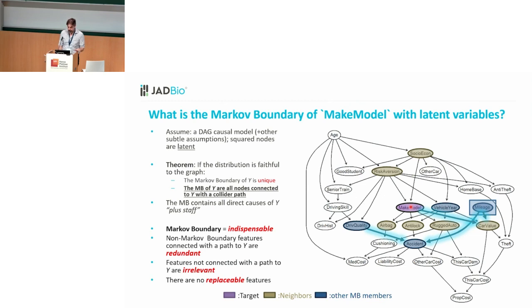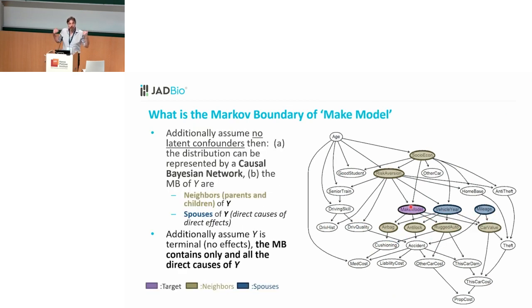All right? Now, an optimal feature selection algorithm should return, given the data, this thing. Now, if additionally we assume no latent confounders, then our data can be represented with a causal Bayesian network. And this is what people mostly use. And when you use something like that, whether you want it or not, implicitly or explicitly, you are assuming no latent confounding factors. All right? Just be aware of that.